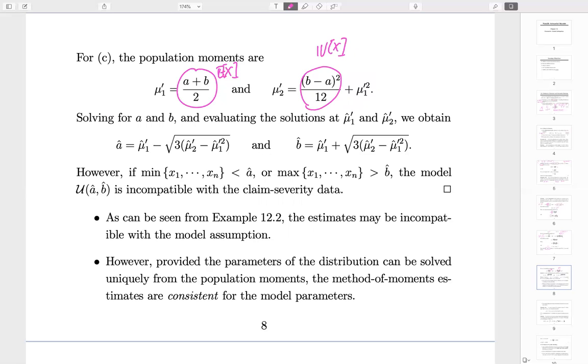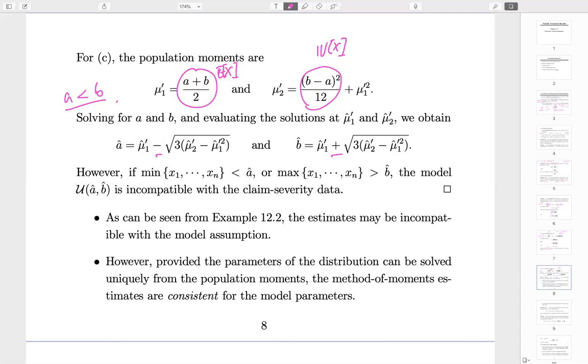A and B are unknowns. It takes a little effort, right? You are trying to solve a quadratic equation, so you should be able to get this answer, and you need to note that B is greater than A. So that's why here is plus, here is minus, right? Then obviously A hat will be less than B hat.